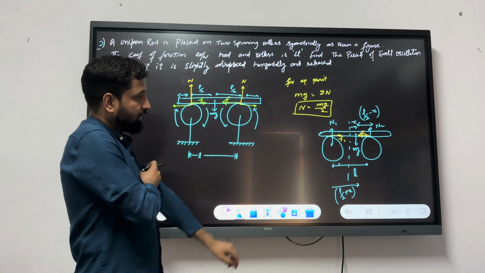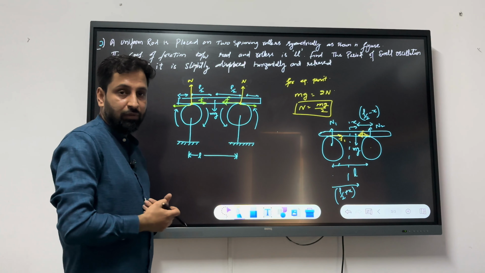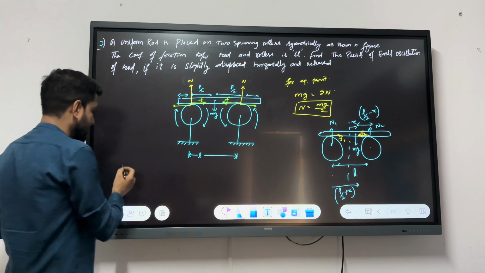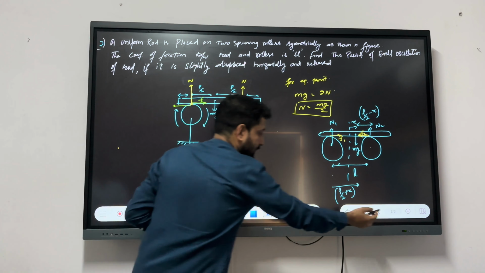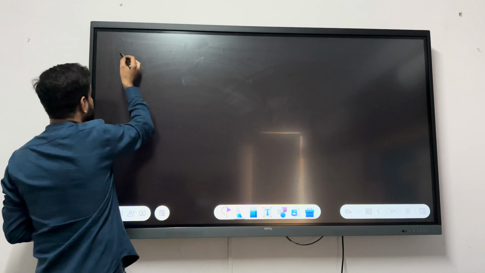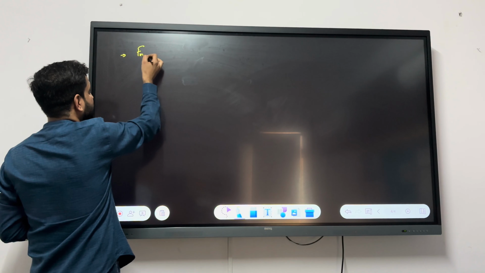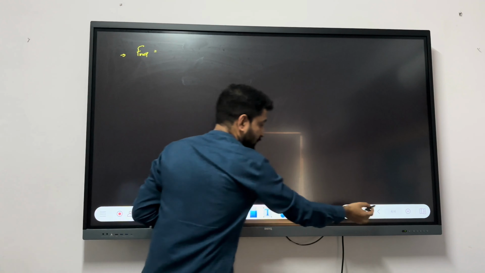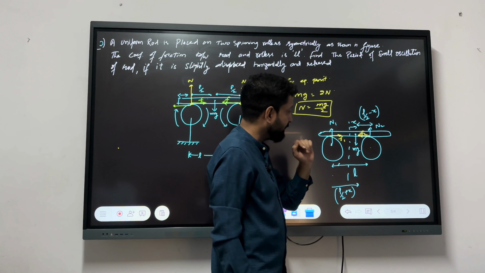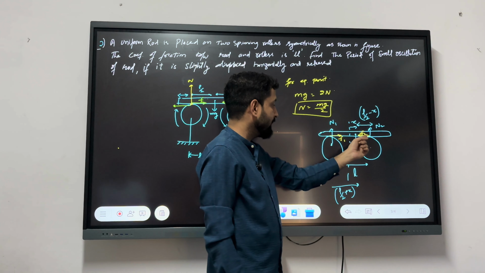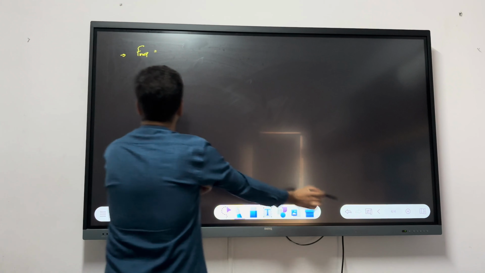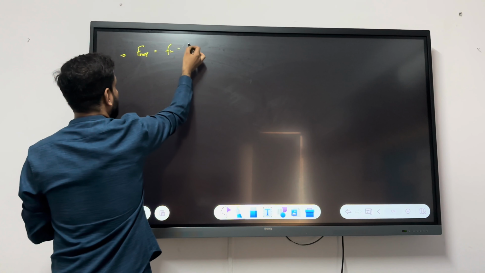So we have to find the time period. For the time period, we have to find the net force. So F net, in this case, let's do it on another page. Which force is greater? F2 is greater than F1. So F net will be equal to F2 minus F1.